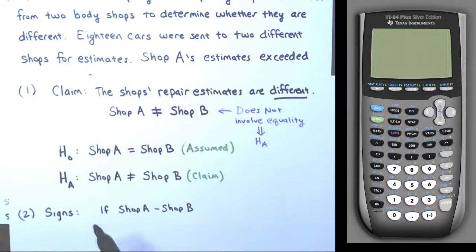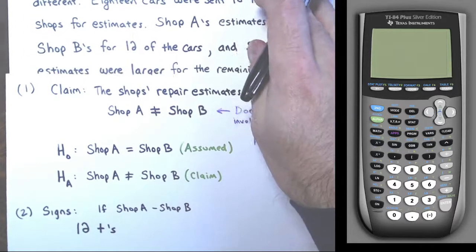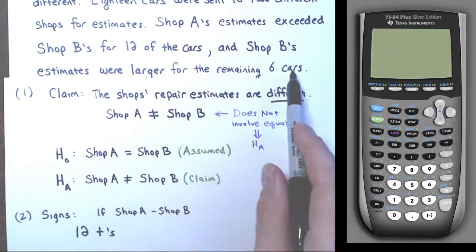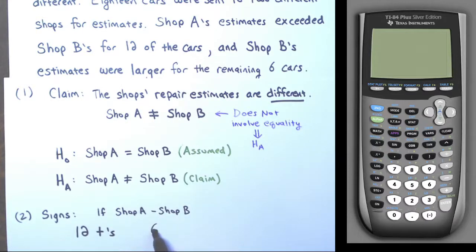So I'll have 12 plus signs. I'll call those pluses. And every time shop B is greater, this difference, shop A minus shop B, would be negative, wouldn't it? So I'd have the other 6 cars, where shop B's estimates were larger. For the remaining 6 cars, I'll have 6 minuses. And there were 18 cars, and so there are no zeros. There wasn't a car where both shops gave the same estimate for repairs.